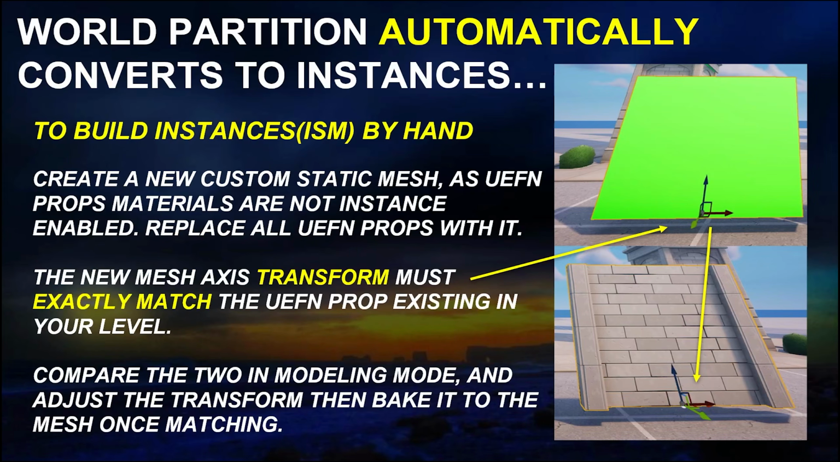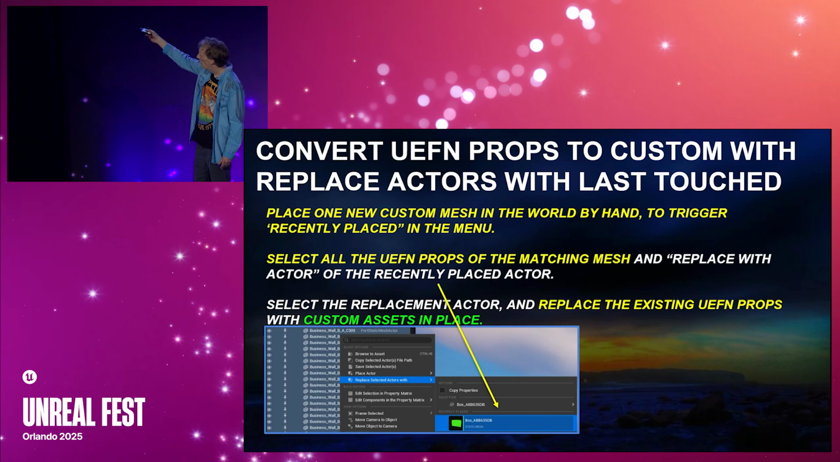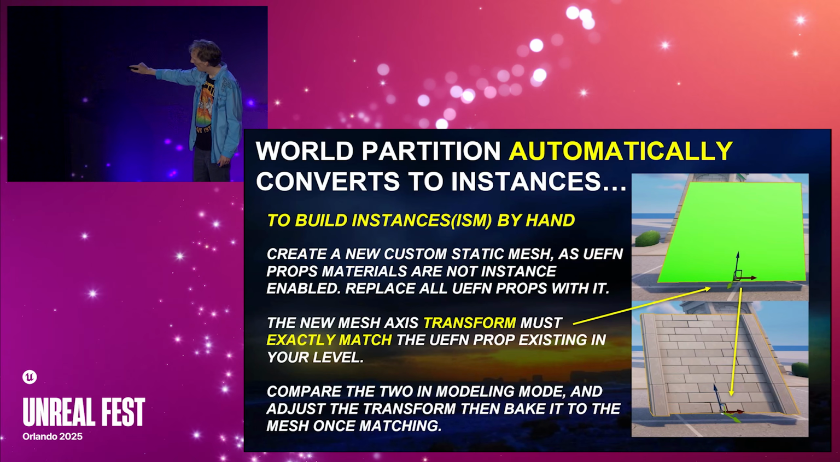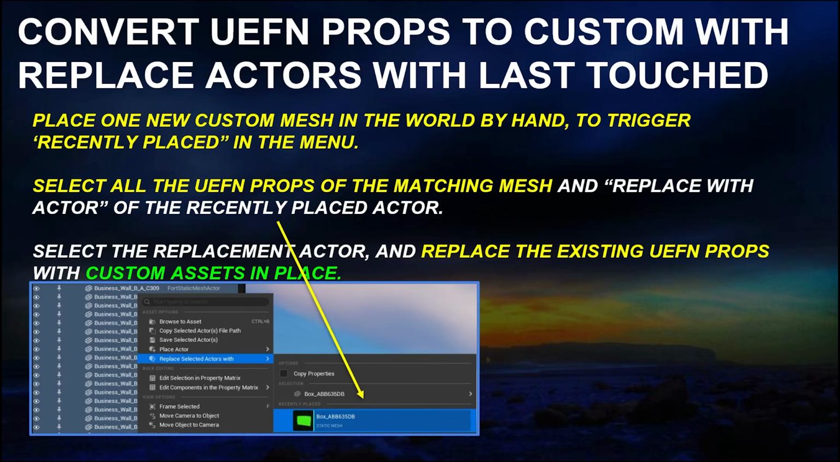If you wanted to replace the UEFN props with your custom assets, then you can use ISMs. You could create your transform at the exact same spot as the UEFN prop. Then you can drag it out into the world so that now it's your recently placed item. Then you can select all of those meshes and do a replace with recently placed and just do the whole piece. So this is about rapidly replacing lots of UEFN props with custom props, and then you can use instancing or just bulk editing.